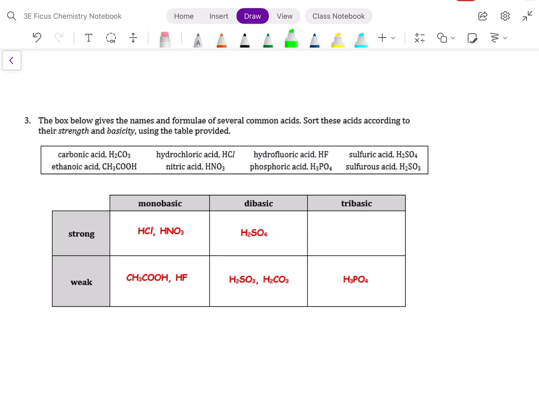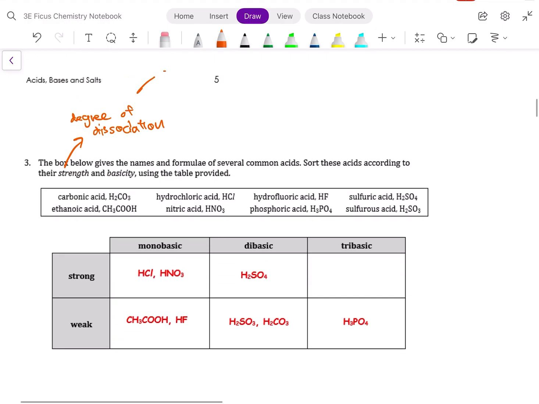Strength is the degree of dissociation. It is intrinsic, that means natural to the acid itself. Strength is the degree of dissociation of the acid. So you have the strong ones, which are acids that dissociate fully, usually to give a high concentration of ions, and then you have the weak ones, which only dissociate partially.